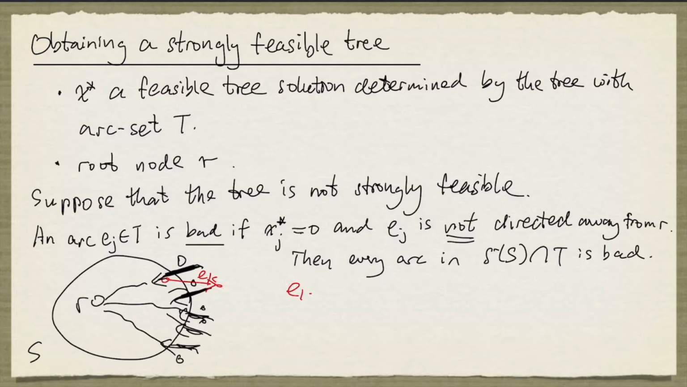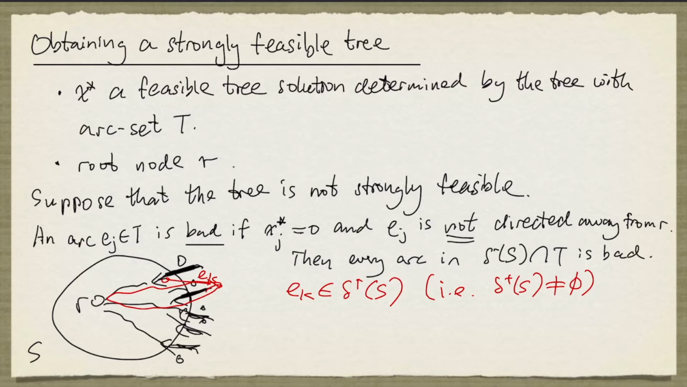Suppose that there is an arc that comes out of S. In other words, delta plus of S is non-empty. Note that by the definition of S, this cannot be a tree arc. We add this arc in, and so we'll have a cycle formed with the tree arcs. And this cycle must contain a bad arc that goes into S, and we'll remove that bad arc. So we end up with a new tree.